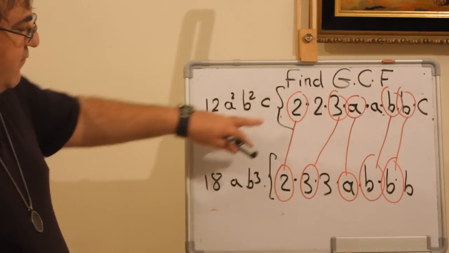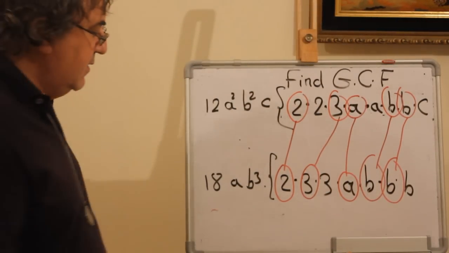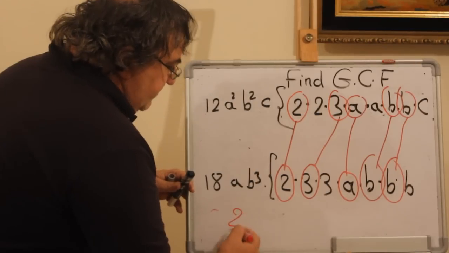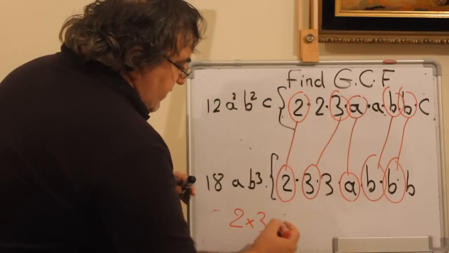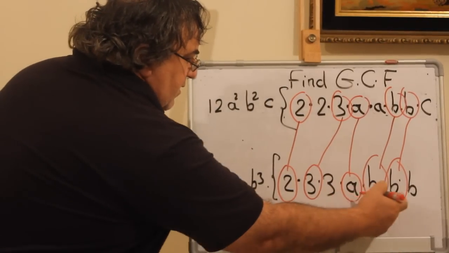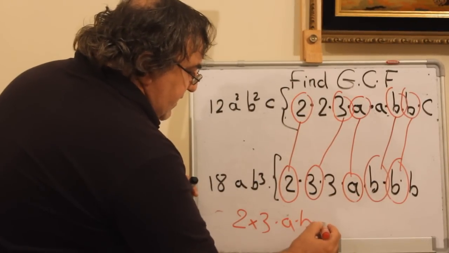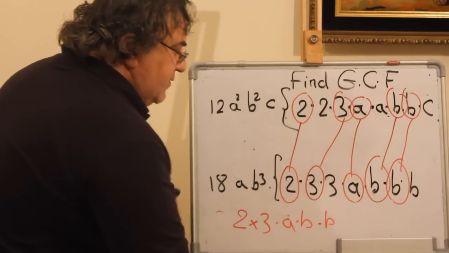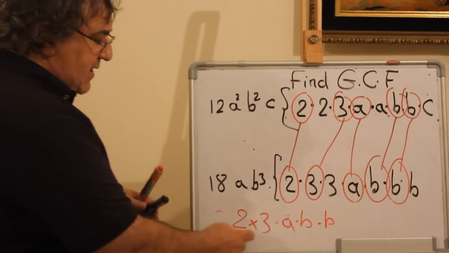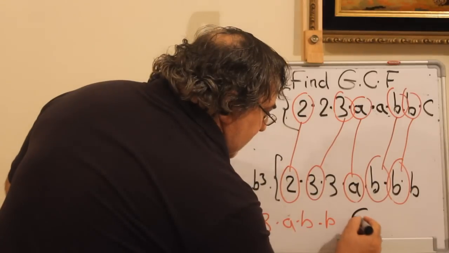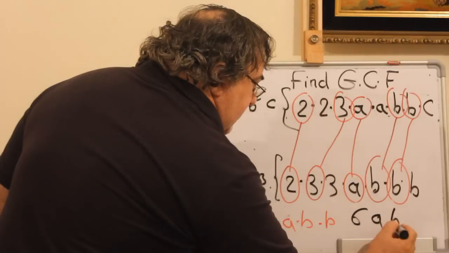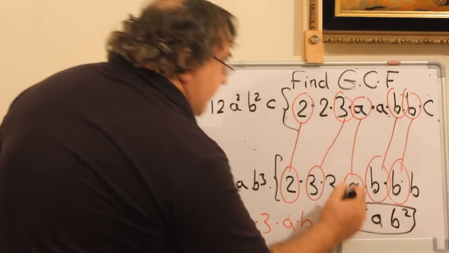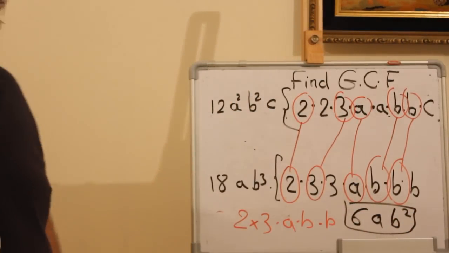We stand with this. So from each pair of 2s I'll take one, and from the pair of 3s I'll take one, times a, times b times b. That's all. So what is the result? 2 times 3 is 6, times a, times b times b, which is b squared. That is the GCF of the two monomials.